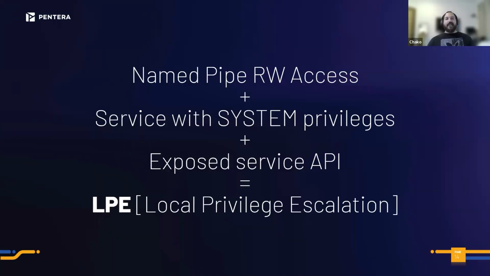So what you see here is that if you have named pipes with read-write access, which we have, and a service with system privileges on the other side, which we have, and an exposed service API, then you can get an LPE, a local privilege escalation. You have the potential to get it.